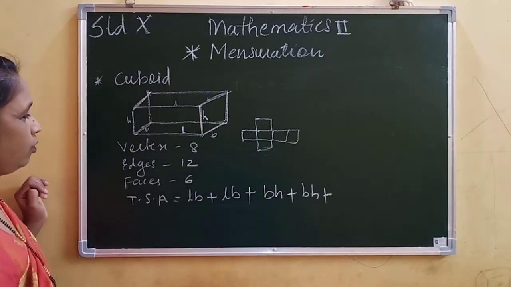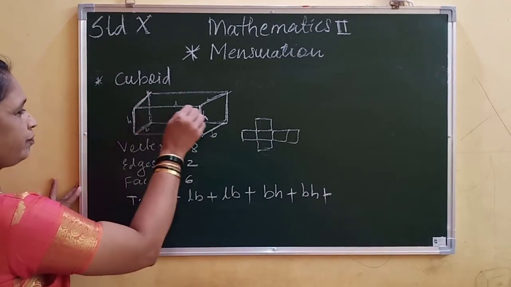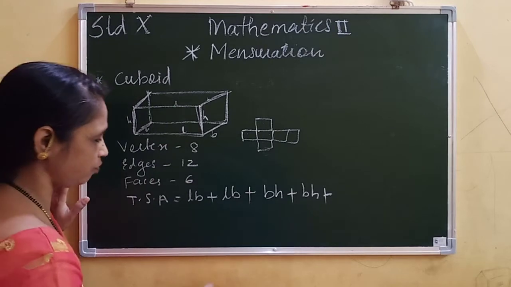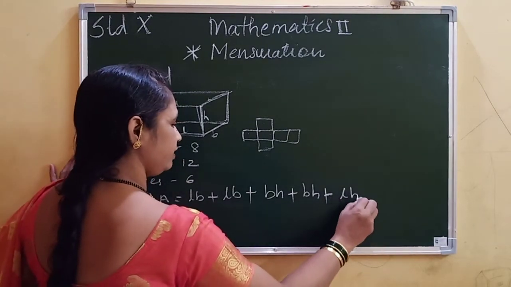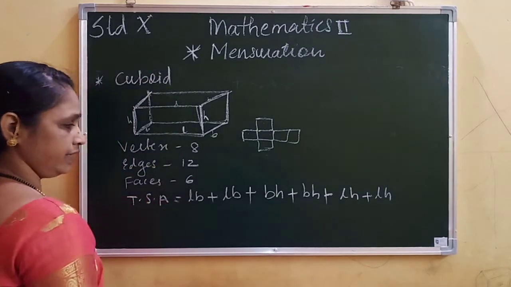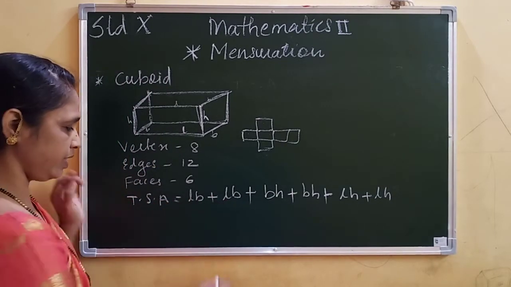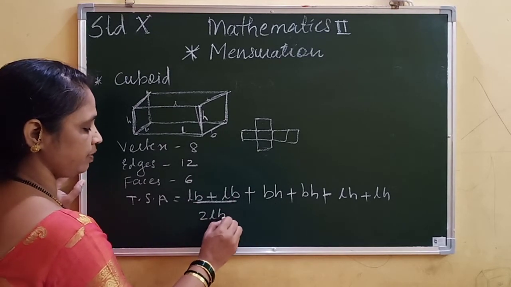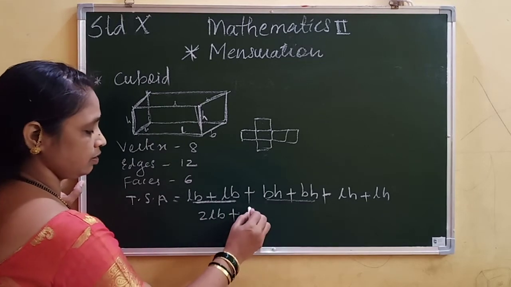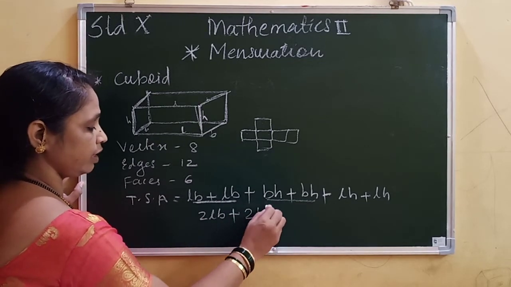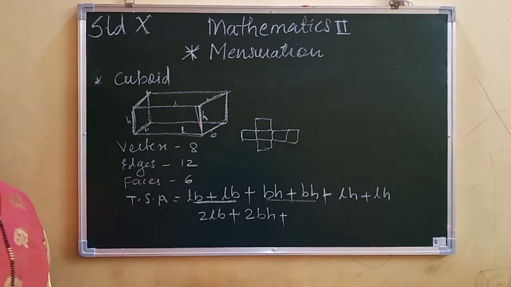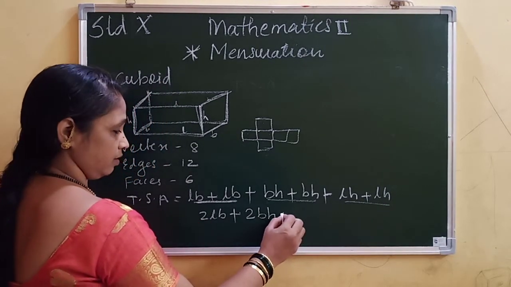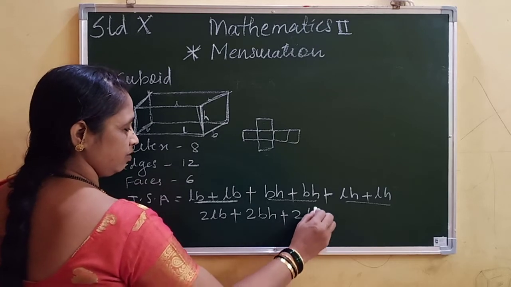Now which faces remain? This front face and back face. Front face is length and height. So we will write length and height, plus the back face also length and height. Now see how many times each term has occurred. Length into breadth occurs 2 times, so 2 times length into breadth, plus breadth into height 2 times, so 2 times breadth into height, plus the third one, length into height, 2 times length into height.